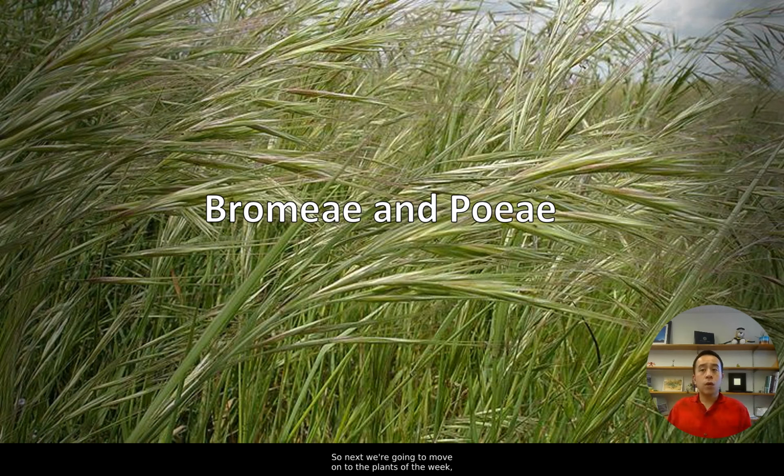So next, we're going to move on to the plants of the week. First for week 4, the week we're in right now, and then also for week 5, Poeae, which would normally be discussed next Friday.